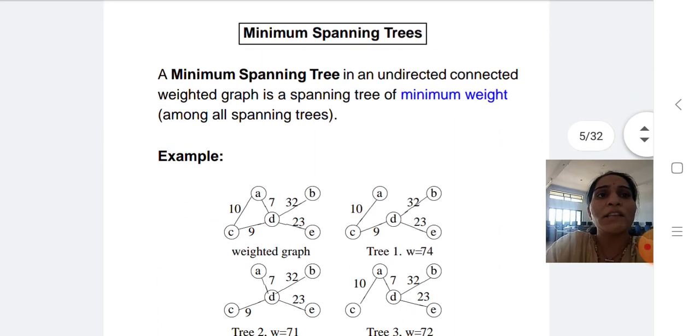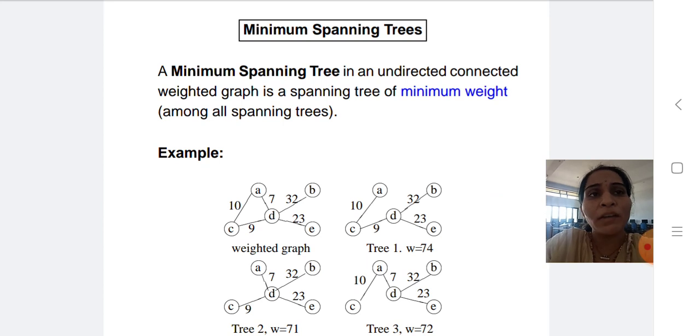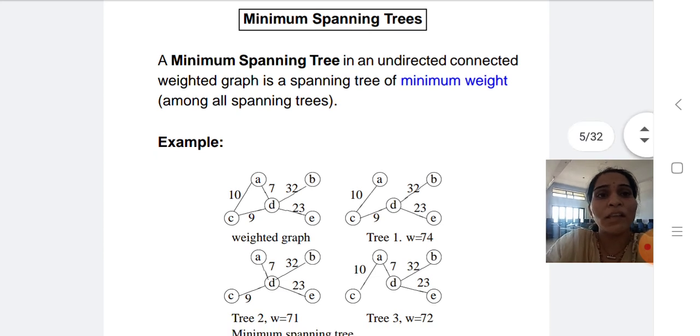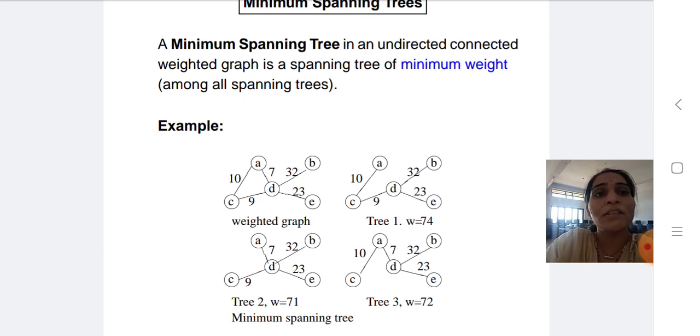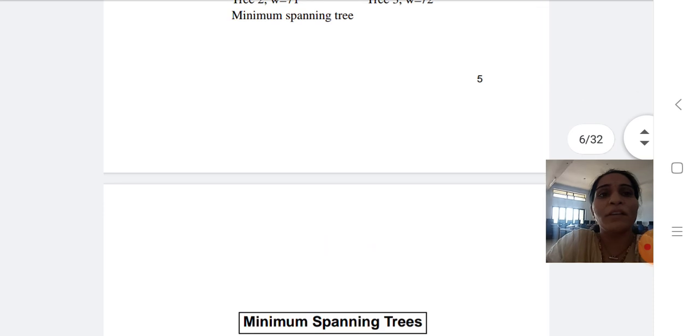Now the next point is minimum spanning tree. A minimum spanning tree in an undirected connected weighted graph is a spanning tree of minimum weight among all spanning trees. Means in the given example, the weighted graph has 3 spanning trees, and from those 3 spanning trees, the one whose weight is minimum, obviously tree 2, has a minimum weight, that is 71, and the other two, tree 1 and tree 3, have weights 74 and 72, which are greater than 71. That's why tree 2 is a minimum spanning tree.